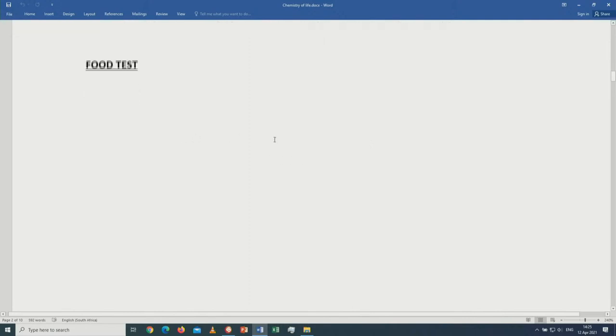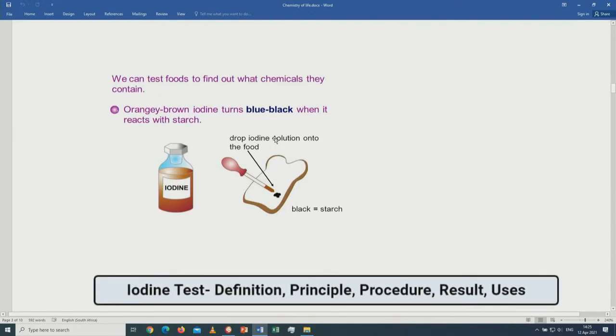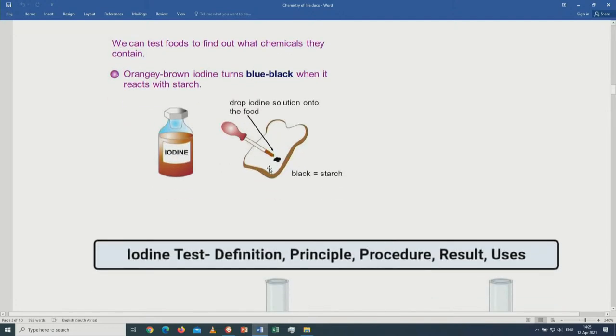Coming to the food test, how to test for the presence of starch and glucose. I'll start first with the test for starch. If we want to know if a sample contains starch, we use a chemical called iodine. Iodine is yellowish brown in color. In the presence of a foodstuff that has starch, it will change to a blue or black color, as you can see here.